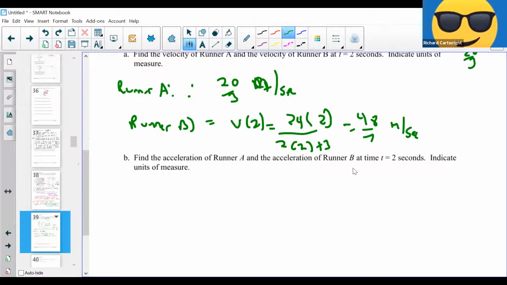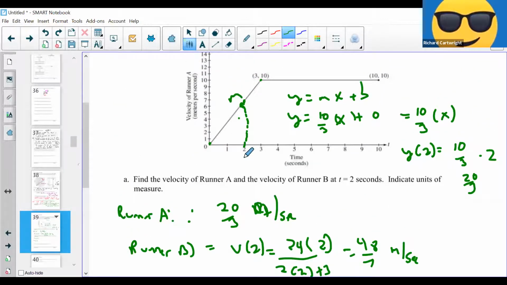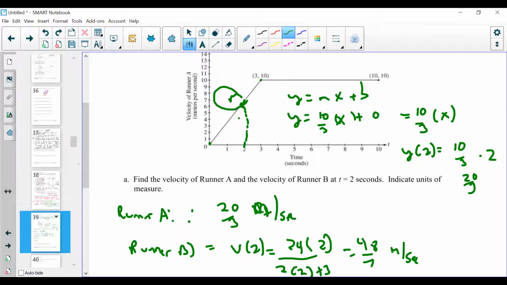Find the acceleration of runner A and runner B at time t. So I'm at the same time period, talking about runner A and runner B, and we're talking about accelerations. Now, if I go up and look at A, what are we talking about for runner A? This is the velocity curve, and I put a little m here. That line had slope. We used it over here. But wouldn't that m actually be the acceleration? Yes, it would.